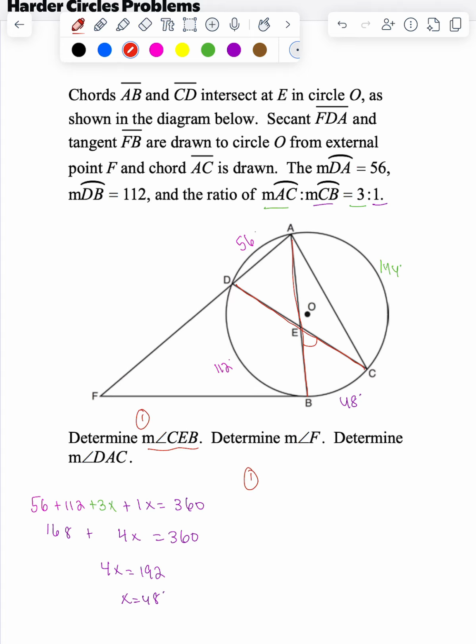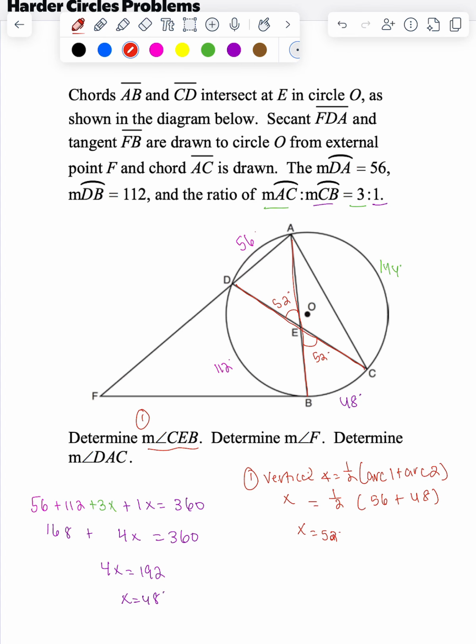My theorem is that the vertical angle, so the angle inside the circle, is equal to half the sum of the intercepted arcs. So I'm looking for the vertical angle, that's x, and it's equal to half of the intercepted arcs, which are 56 and 48. So if I put that into my calculator, 56 plus 48 is 104, and half of that is 52 degrees. So this vertical angle along with its other vertical angle are both 52 degrees.